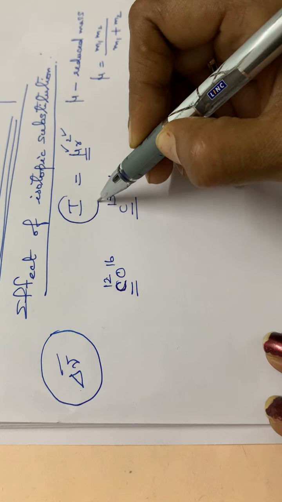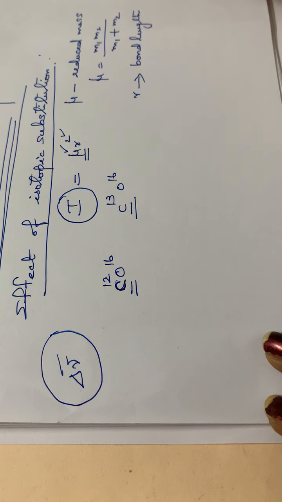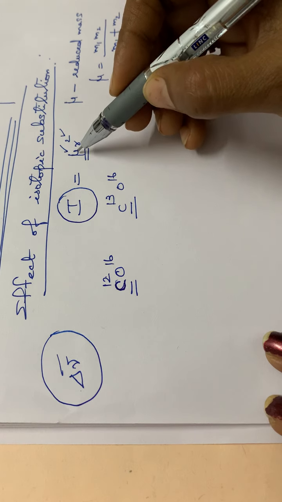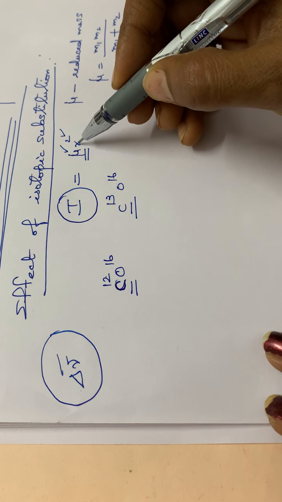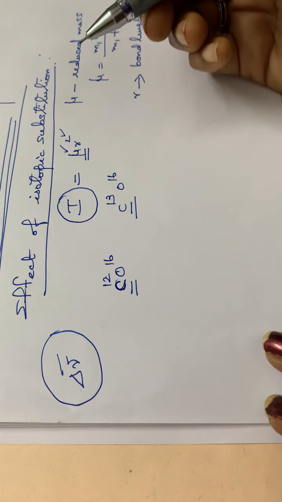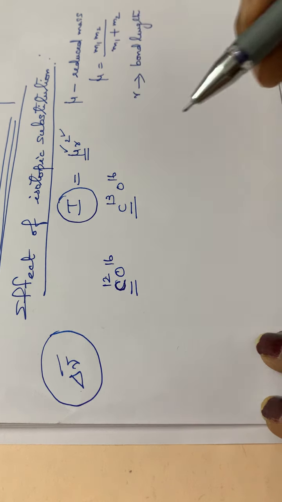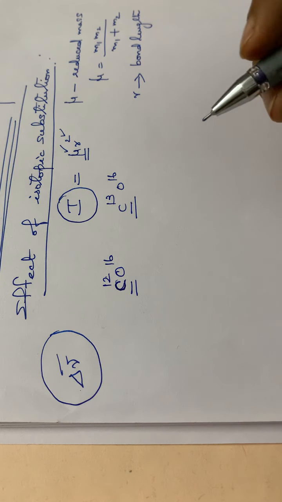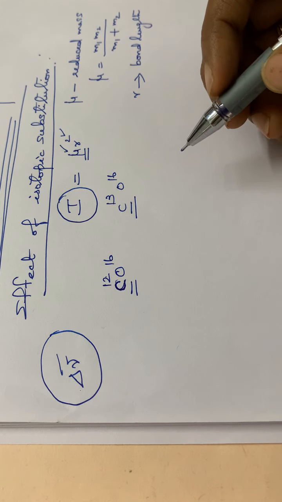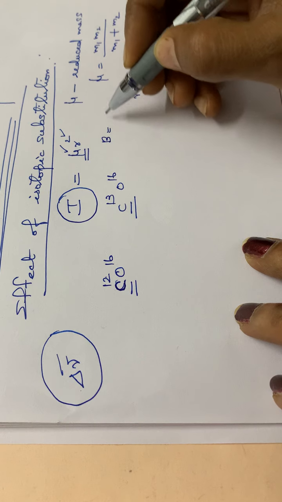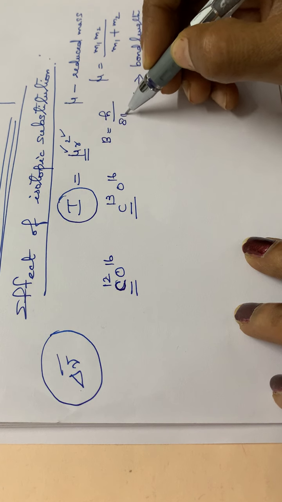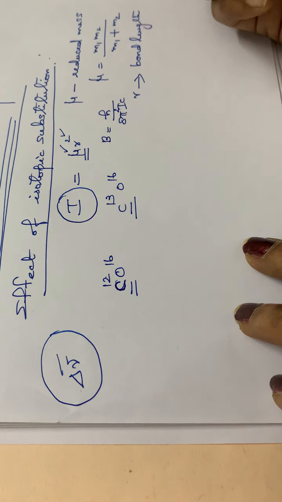That is how the moment of inertia will change if there is any difference in mu, or any difference in R, the bond length of that particular molecule. And one more formula is there for calculating B, isn't it? B is equal to h divided by 8 pi square I c.